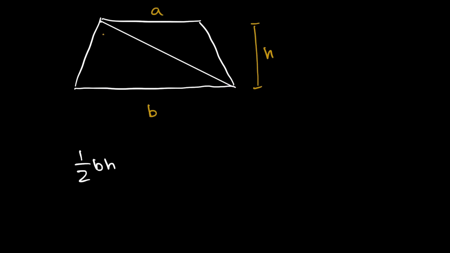Now we have to find the area of the second triangle. Now you may not be so used to finding the area of triangles like this just because this angle here is obtuse. But no problem, we can use the same formula, half base times height. So in this case, we just have the base of this triangle as a, and the height of it is just h.